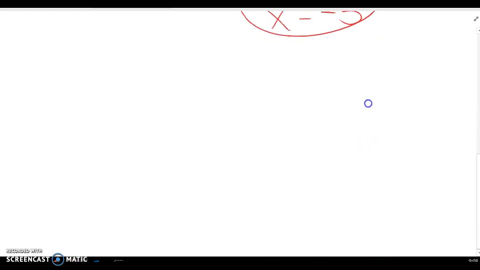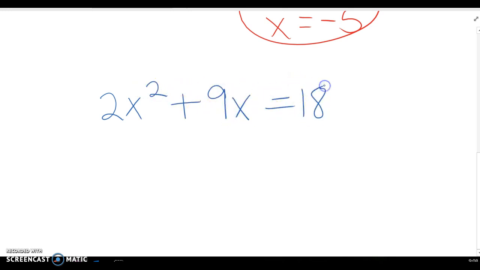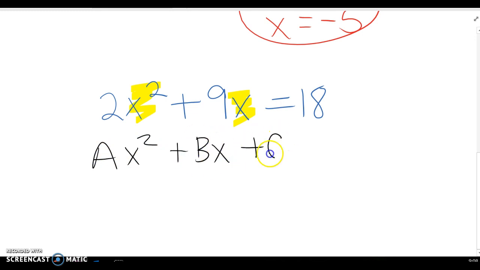Today I want to talk about equations that cannot be factored. For example, if you have the equation 2x squared plus 9x equals 18. You can't solve this equation using square roots because you have both an x squared term and an x term. So to solve this equation, you need to get the equation in standard form and set equal to 0.